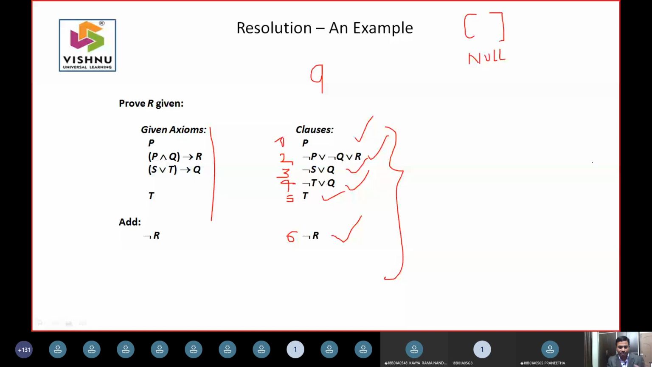contradictory statements in this. See here, if you combine statements 2 and 6, what is the outcome? Here negation of P was there, negation of Q was there, R was there, and negation of R was there. So R and negation of R will go, and you will get negation of P or negation of Q.